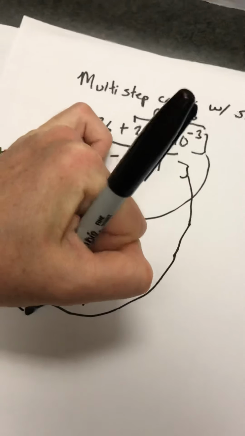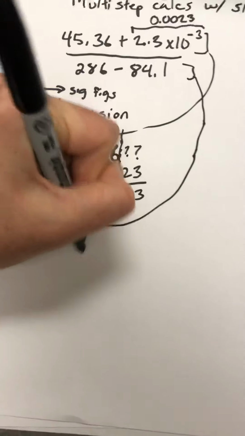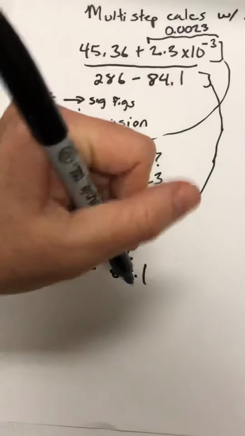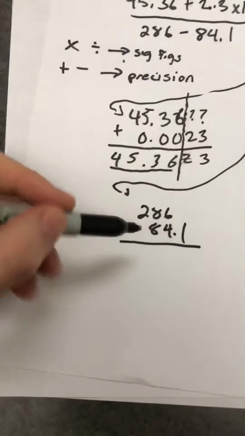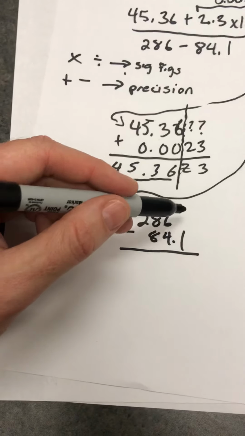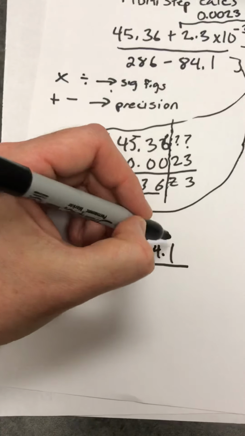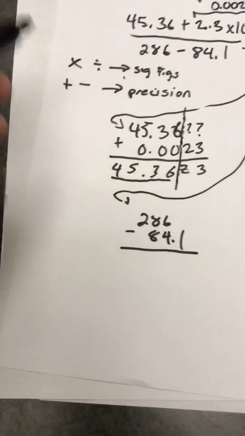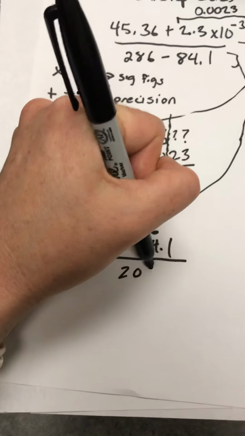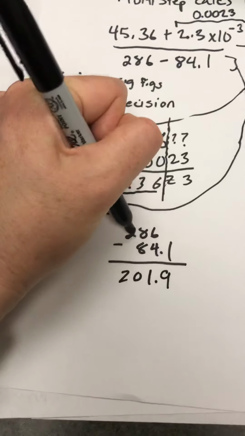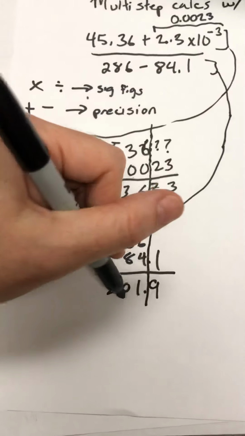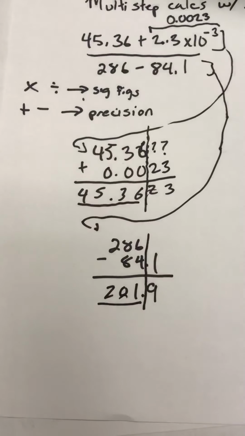Bring it all the way down. And here's just 286 minus 84.1. We know the hundreds, the tens, the ones, and the tenths we do not know because we have no idea what this number is here. So our answer should only go to the ones place. When we calculate this, we get 201.9, and again we only know to here. We only know the 2, the 0, and the 1, and the 9 is just our best guess.